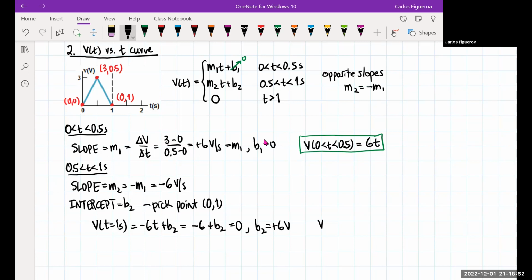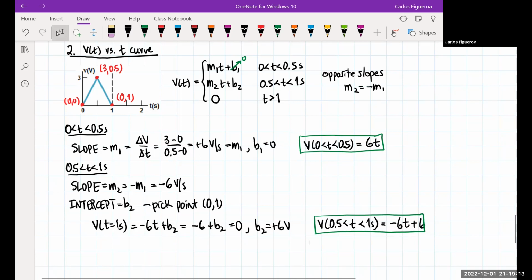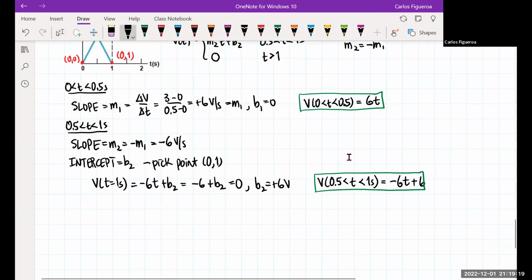So if I now look at this curve, I know that for half a second to 1 second, I'm going to have minus 6t plus 6. So now I have my parameterized curve, because we know that from 1 to 2 seconds, it's 0. So let's write this out. If I look at my voltage as a function of time, it's going to be 6t, minus 6t plus 6, and then 0. And this is for these time intervals.